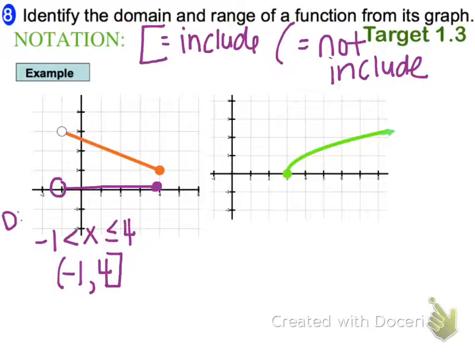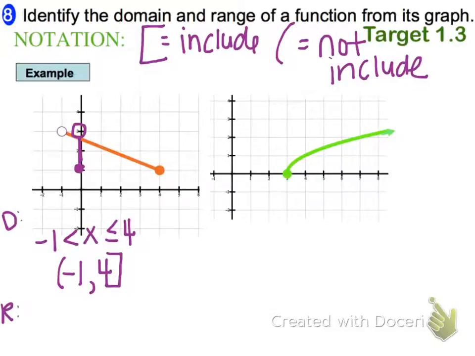Now, with the same example, if we want to look at the range, we're going to look at the y values. So let's go ahead and squish this onto the y-axis and see what's happening, because range, again, is possible y values. It looks like our smallest y value here is +1, and we're including that. Our biggest y value is 3, and we're not including it, and we have everything in between.